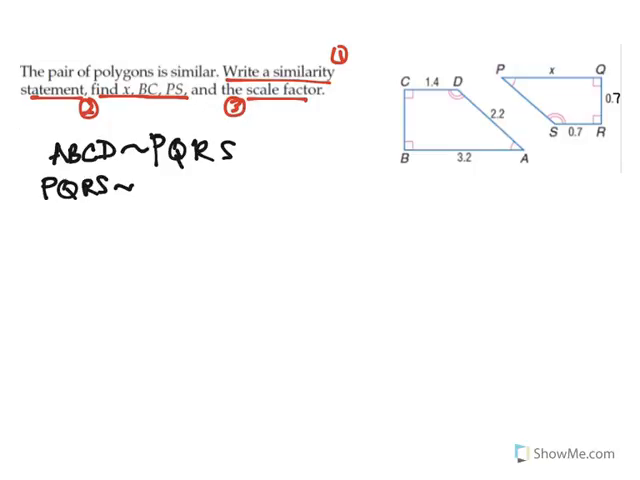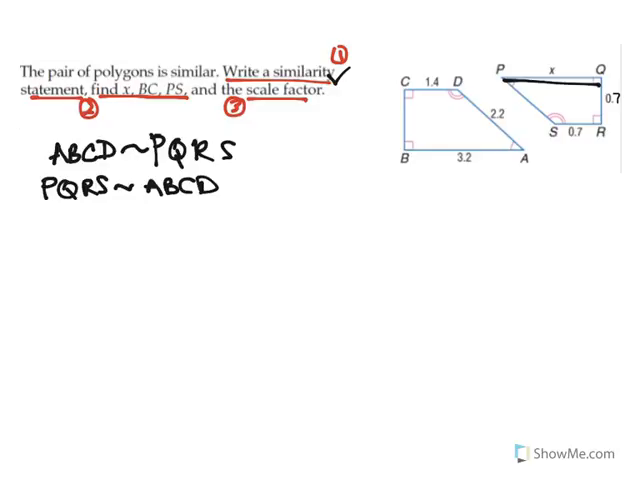What if I wrote my similarity statement like this? Same thing. It doesn't matter where you start, it only matters how you continue, and that you continue in the correct order. Okay? So we have number 1 done. Great, we wrote our similarity statement. Now, we need to find x.